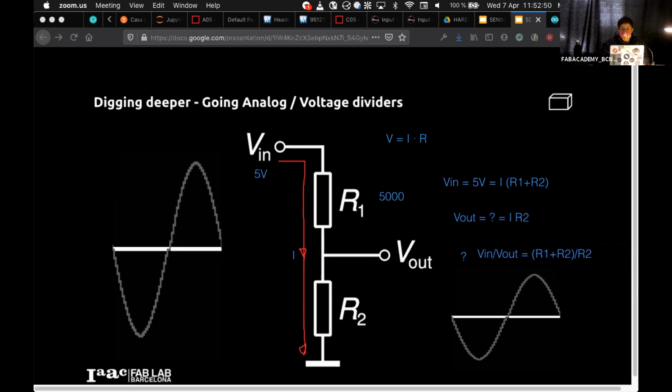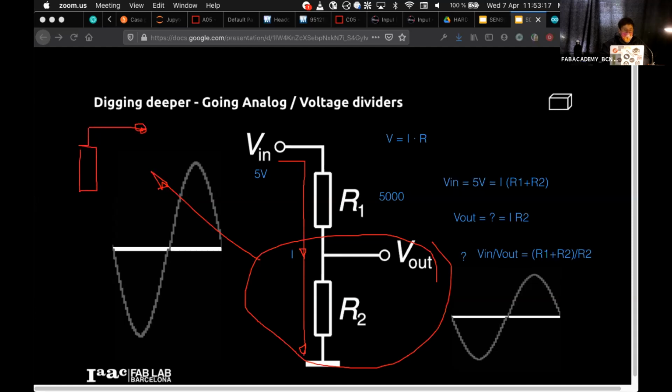Why is the out I times R2? Sorry? The out is I times R2. Yeah, why? So what? Let's isolate this part of the circuit, and I'm going to put it in here. I have V out, R2. So this is voltage, and this is current.